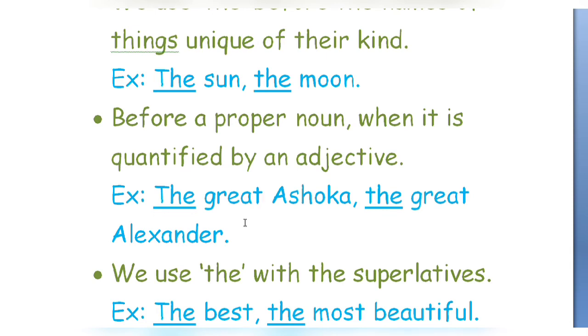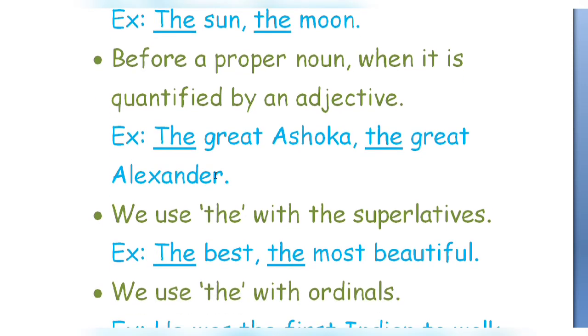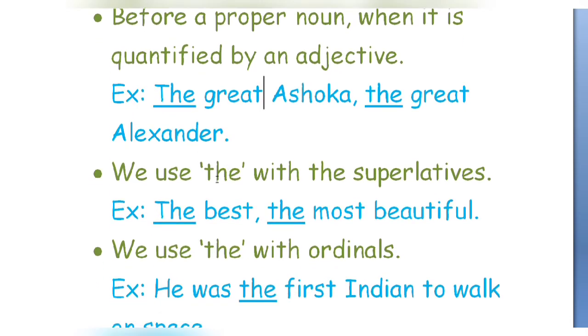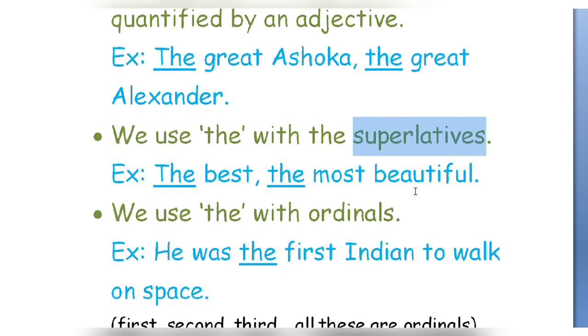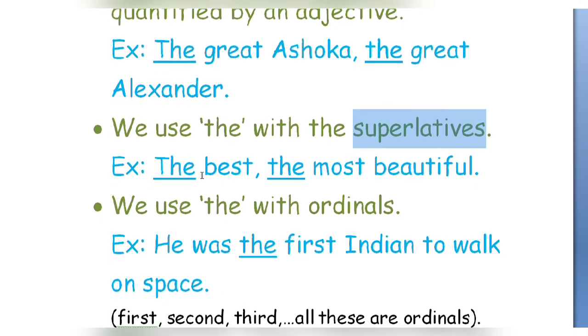So in these cases you use the definite article. Now we use the with the superlatives. So superlatives is one of the degrees of comparison of adjectives. It is the third degree of comparison. So with such words also you use the. The best, the most beautiful.